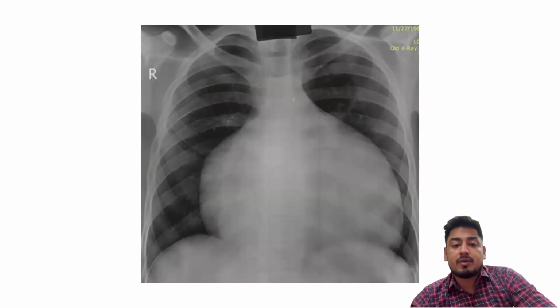So these are some important slides. I'll come up with more discussion on the X-rays and more spotters on the X-ray.